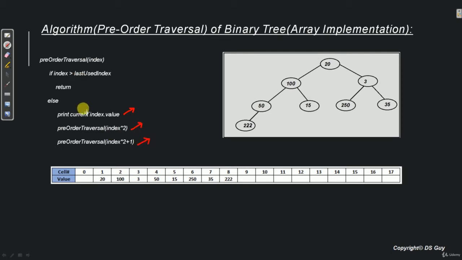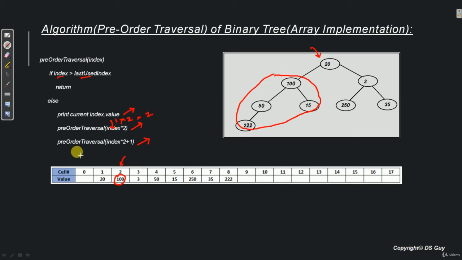So here in this algorithm we are doing the same thing, that is, first we are checking if index is greater than last used index or not. If it is, then we need not do any recursive call. Else we print the root's value, which is 20 in this case, and then we recursively call index into 2. Now what is index? Index is 1. So 1 into 2 is equal to 2. So what is 2? 2 is having value 100, which is nothing but the left subtree.